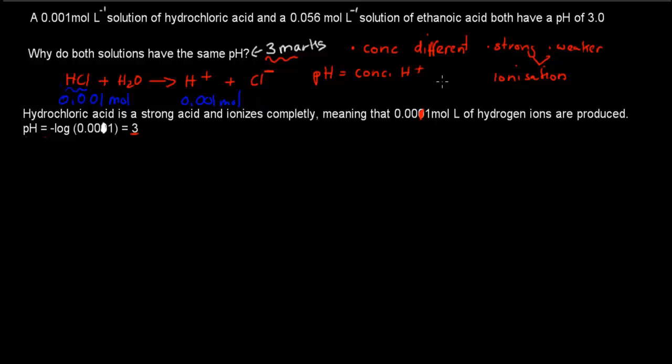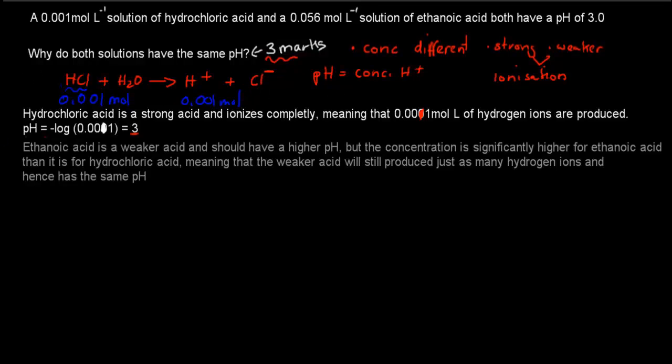Now, why does our ethanoic acid have the same pH, even though it's a weaker acid? That's what we mention next. So what I wrote is ethanoic acid is a weaker acid and should have a higher pH, but the concentration is significantly higher for ethanoic acid than it is for hydrochloric acid. So that's important, right? We mentioned that because it's a weaker acid, it should have a higher pH, but because the concentrations are different, that's why the pH is the same. The weaker acid will still produce just as many hydrogen ions and hence have the same pH.